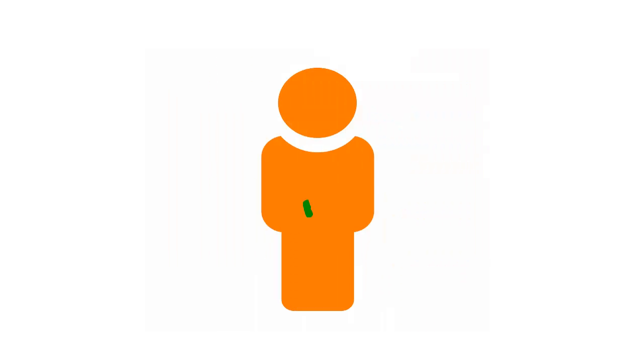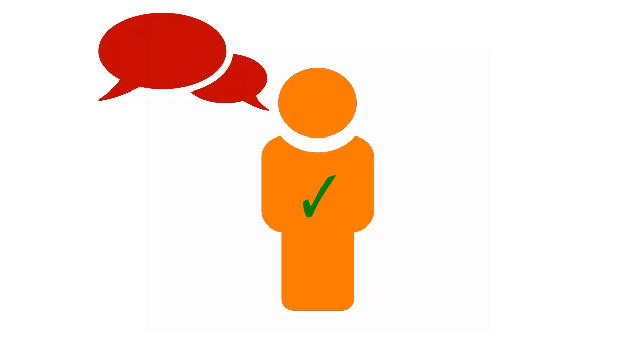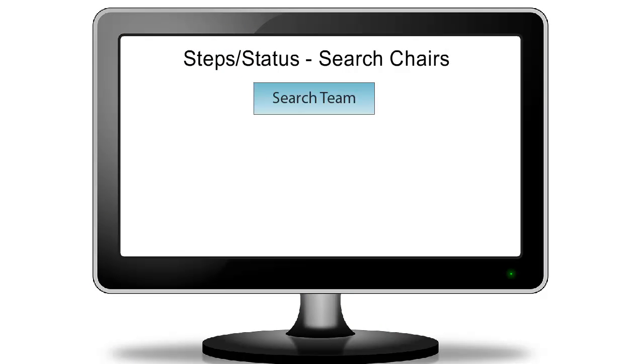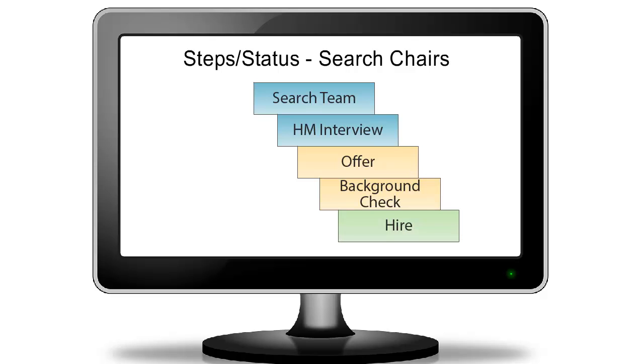If you'd like to set up an interview, you'll need to notify the candidate and also change his status in the TMS system. Let's walk through the steps and status changes a search chair will use. There are several steps a candidate must move through in the TMS system to be hired. In your role as a search chair, you will be updating the candidate's steps and status, which documents the evaluation process of the candidate to maintain compliance and best practices.